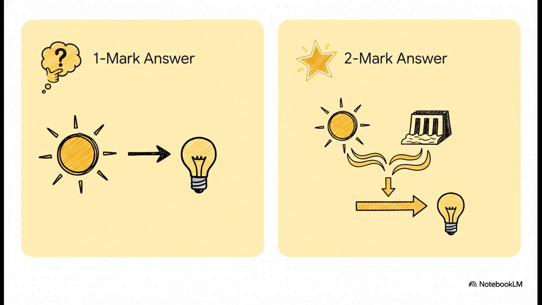Just look at the difference here. The 1-mark answer on the left, it's not wrong, right? Solar panels work when it's sunny, but it's incomplete. The 2-mark answer on the right is so much better because it connects the two power sources together and explains why the total supply becomes more reliable. It actually answers the whole question.